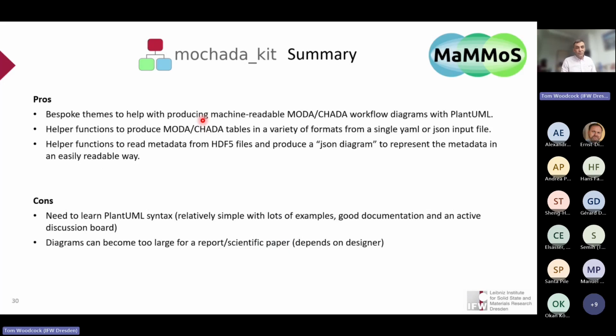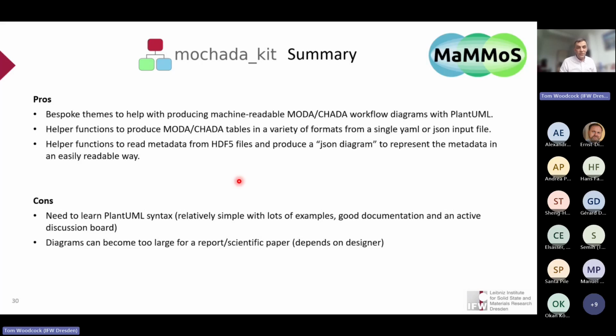Okay, so just to wrap things up, I wanted to summarize a bit about MaCHADA Kit. What you can do with MaCHADA Kit is you can use the bespoke themes to help you produce machine-readable MODA and CHADA workflow diagrams based on PlantUML. We have got helper functions which can help you to produce these tables in a variety of formats from a single JSON or YAML input file.